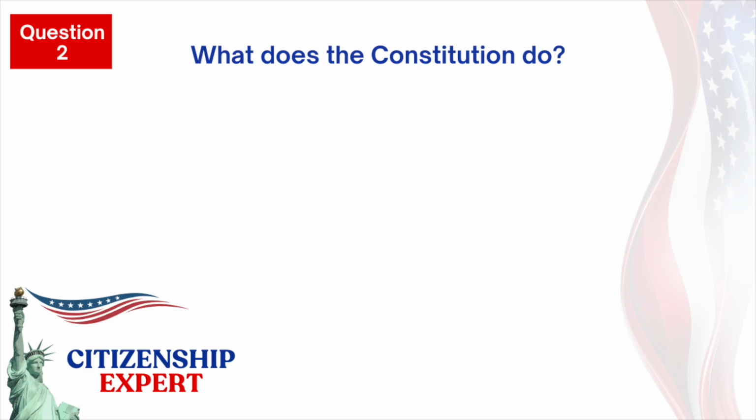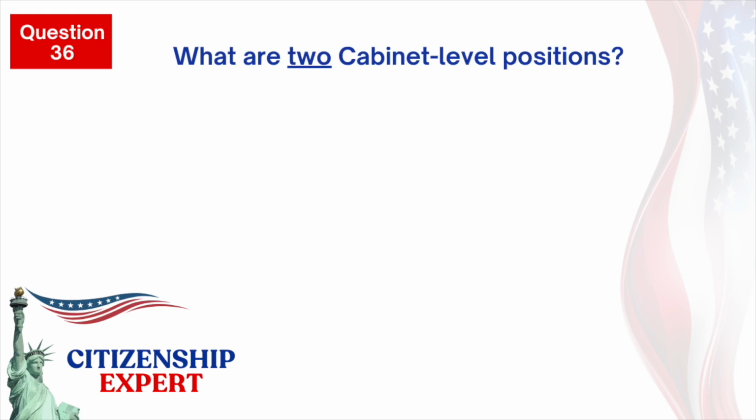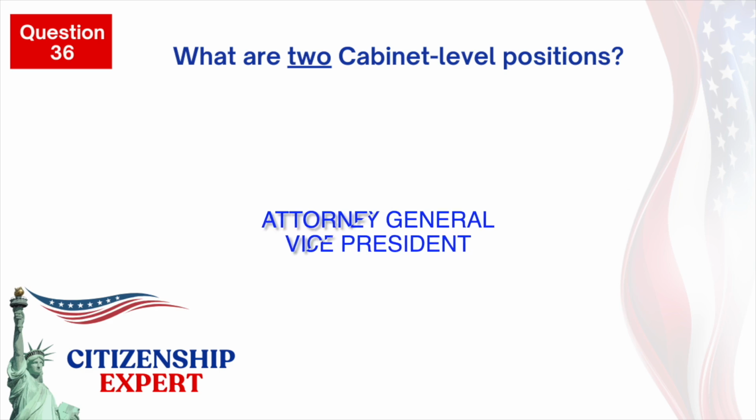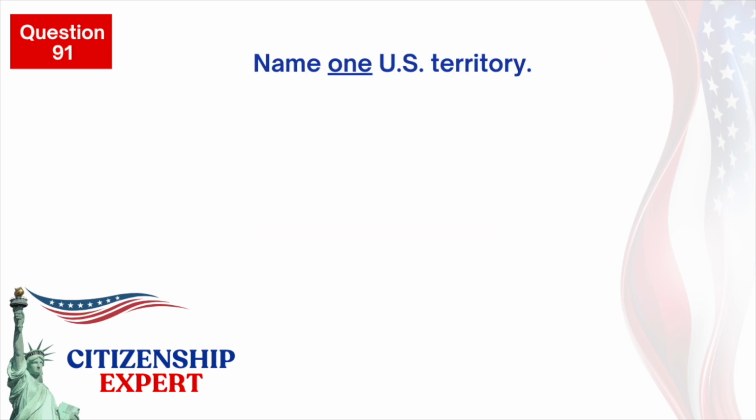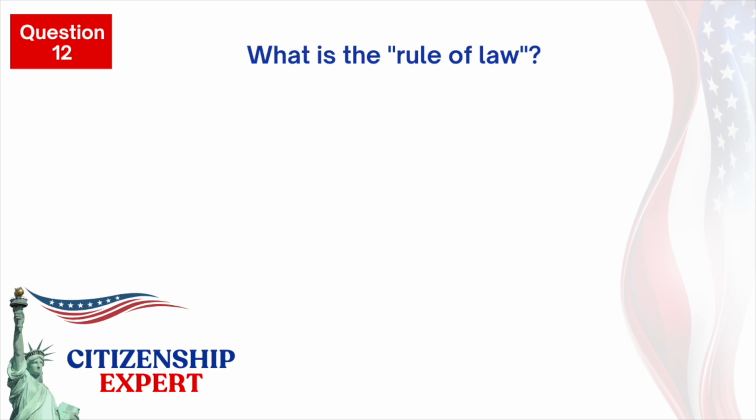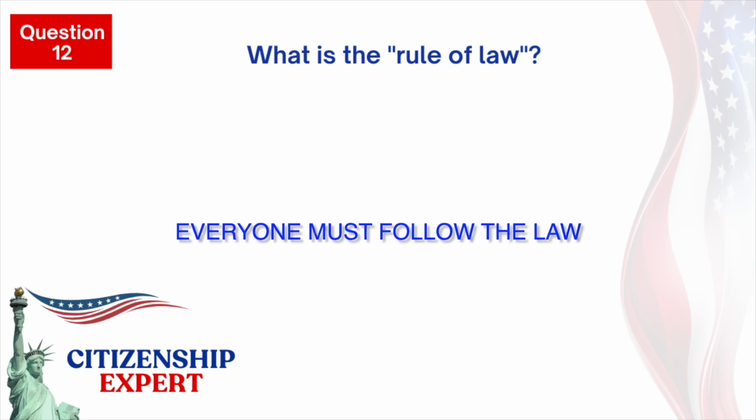What does the Constitution do? Sets up the government. What are two cabinet-level positions? Secretary of Defense, Secretary of Education. Name one U.S. territory. Guam. What is the rule of law? Everyone must follow the law.